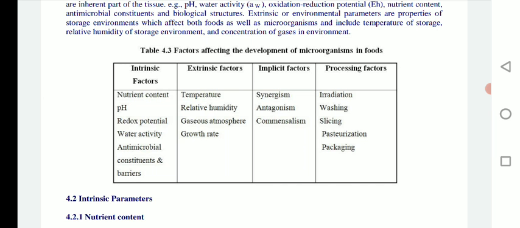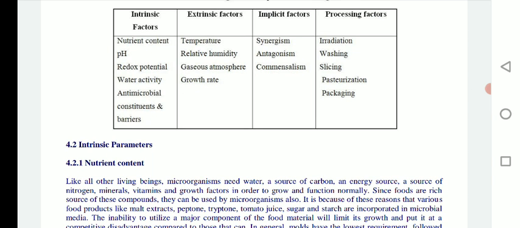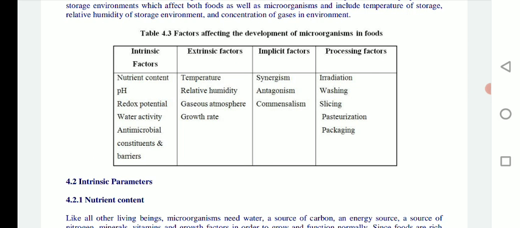So all these factors we have to study in much more detail. In the next lecture we'll study these factors in a pretty detailed manner.